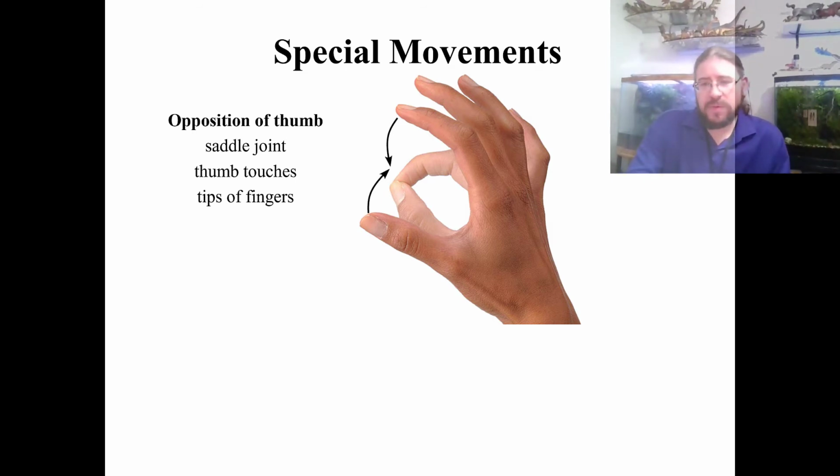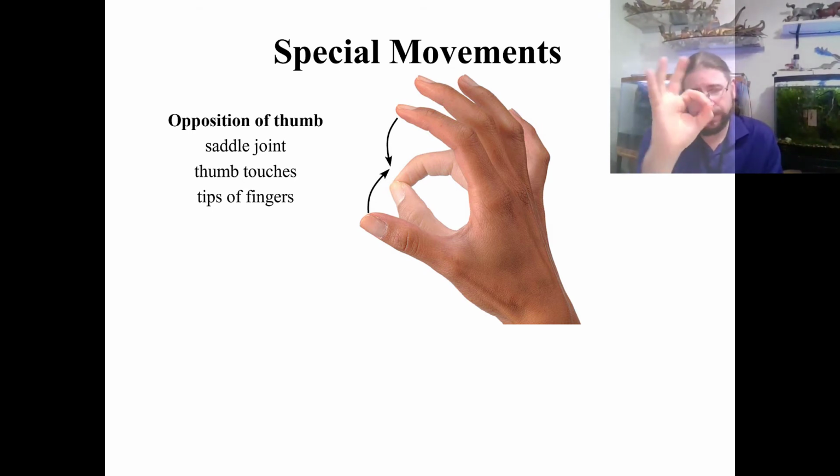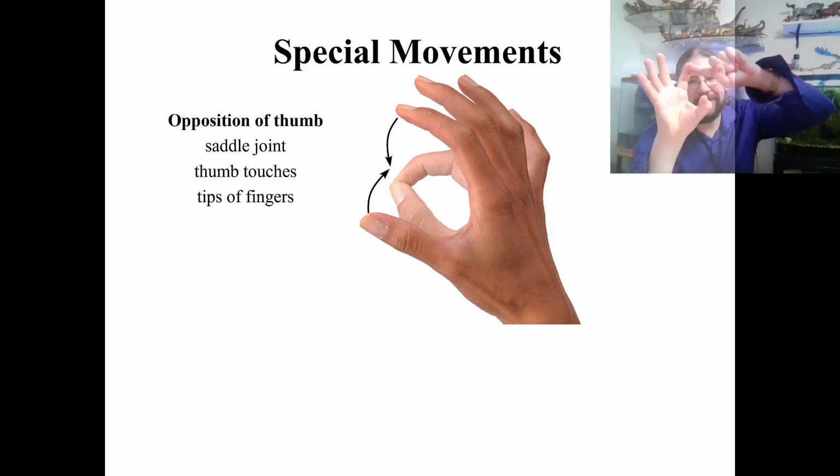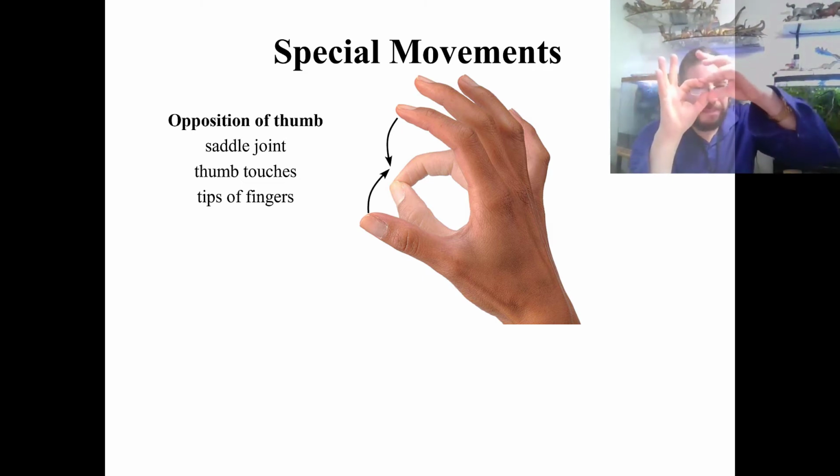Continuing forward, we now have opposition of the thumb, which is literally the name of the special movement. Opposition of thumb, where you have your thumb and you have your pointer, or really any of your fingers, and you bring them forward. I have now done an opposition of the thumb. My thumb is here, my other finger is here. They are at opposite, right, angles there.